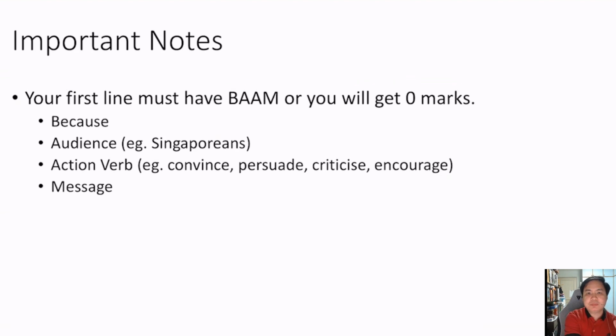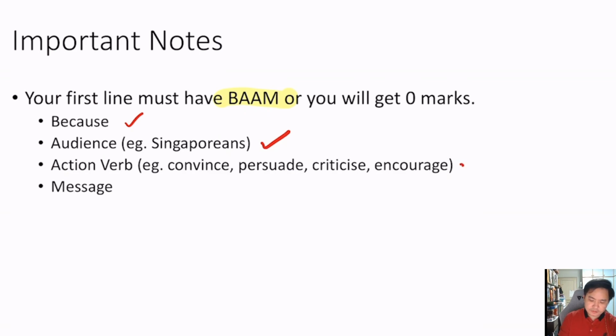In your inference purpose, your first line must have the BAM. Alright, the BAM. What is the BAM again? Well, you must write the word because, to answer as a reason, right? Write the word because. You must have your audience. For example, Singaporeans, the locals, the British, the Japanese. Who are they? Look at the provenance. Find out who the audience is.